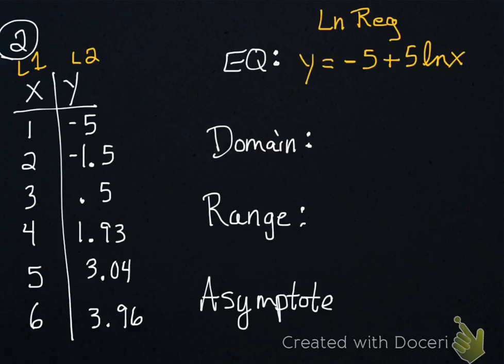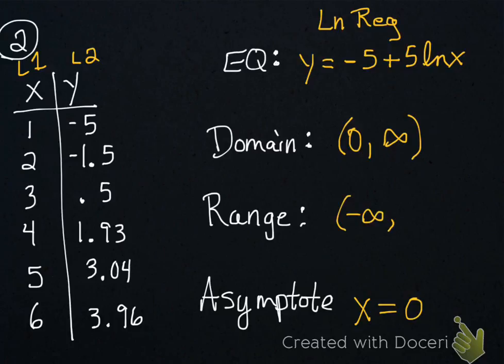Now if I go to y equals and put that in my graph, I see that my domain is going almost to 0, but not quite. So we're going to go from 0 to infinity. Remember, 0 is the asymptote, so x equals 0 for my asymptote, and my range, as always for logs, is negative infinity to positive infinity.